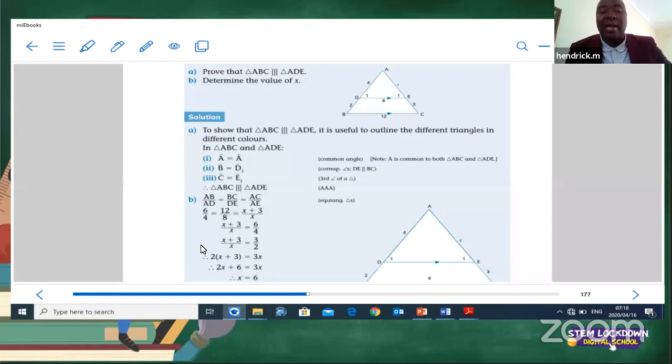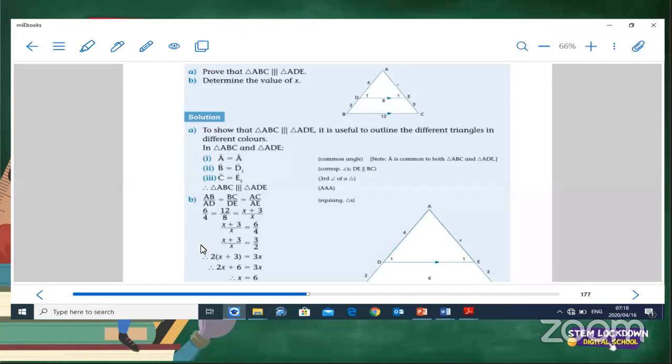What is the reason? Angle, angle, angle. Or, if you want to put it differently, you can say equiangular. The three pairs of angles in each triangle are equal. Then you need to determine the value of x. Again, you have separated your triangles. It should be clear at this point that if the two triangles are similar, then you must also use proportion.